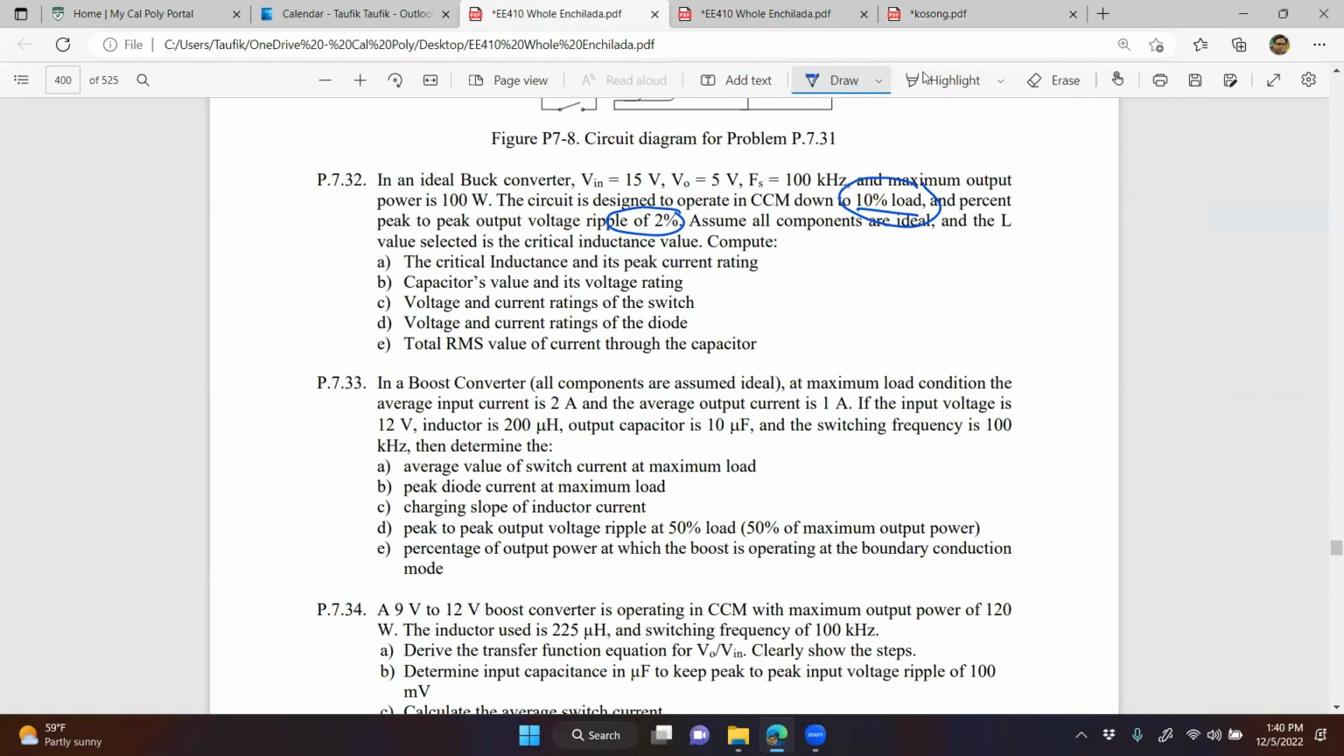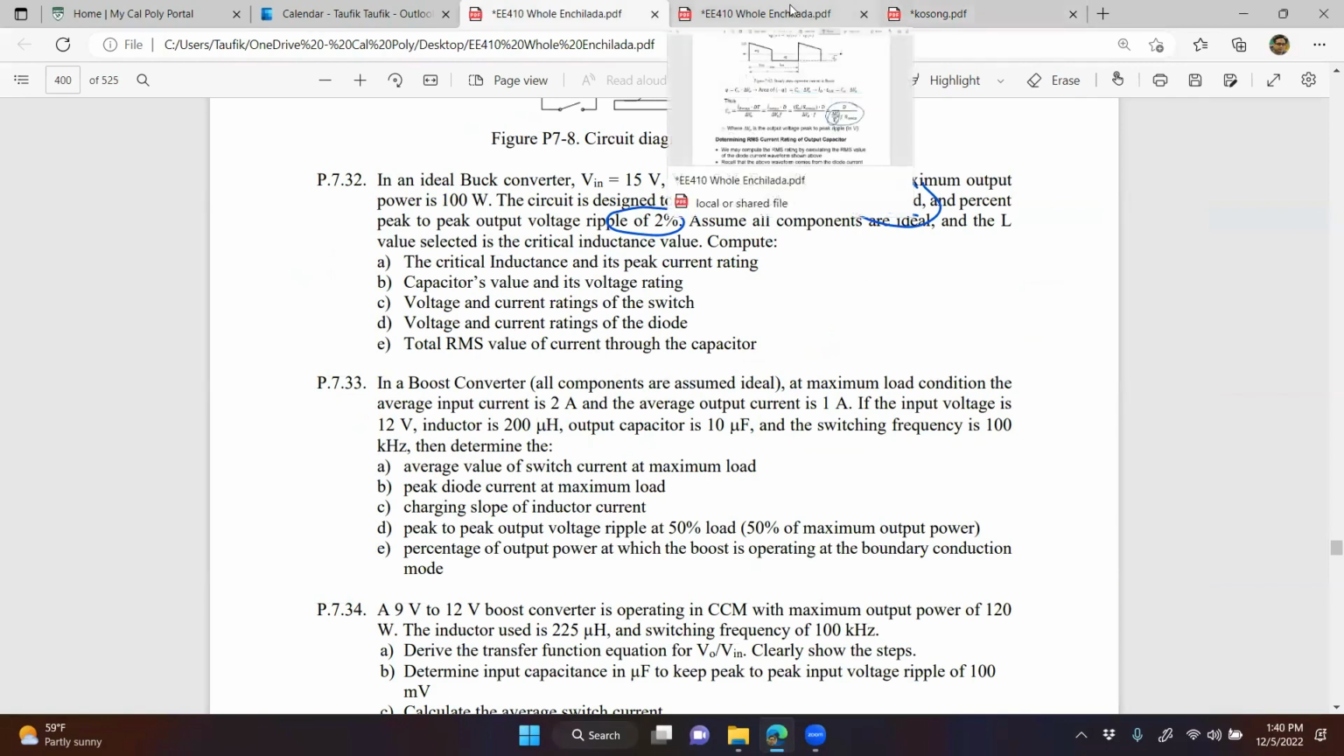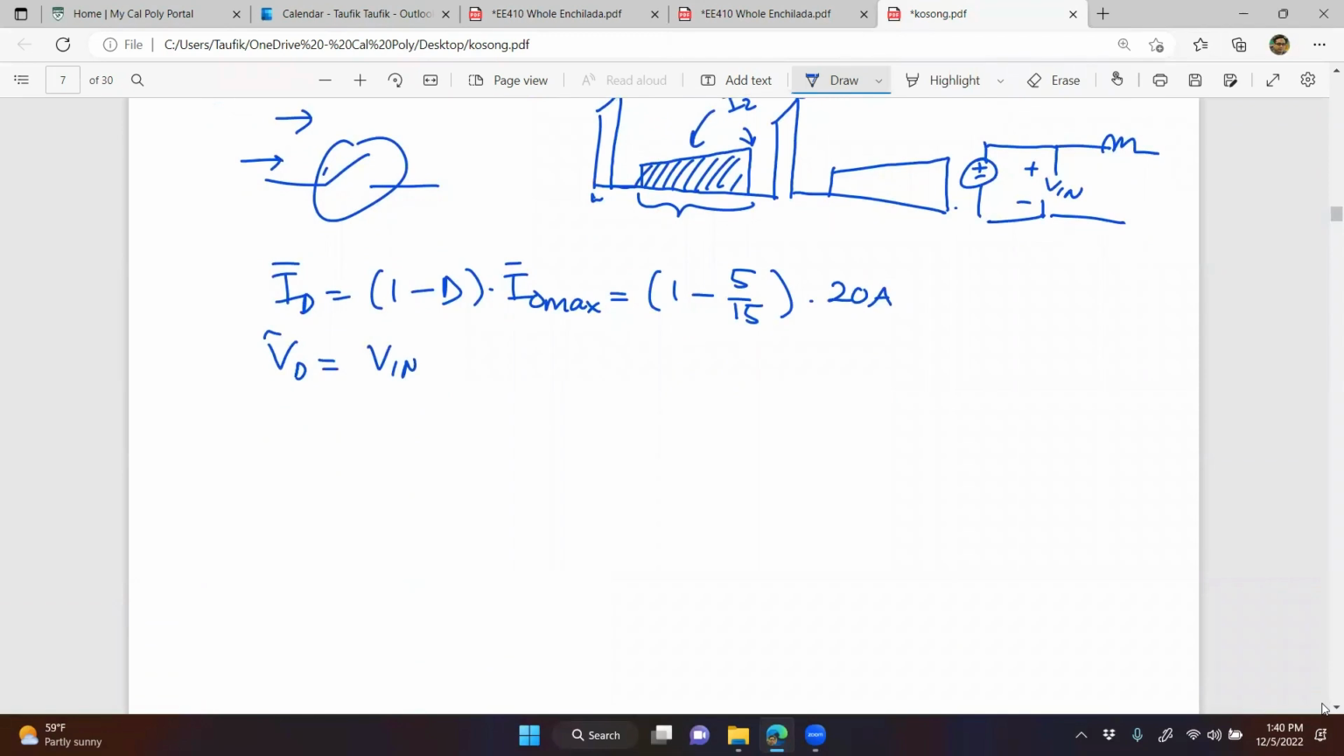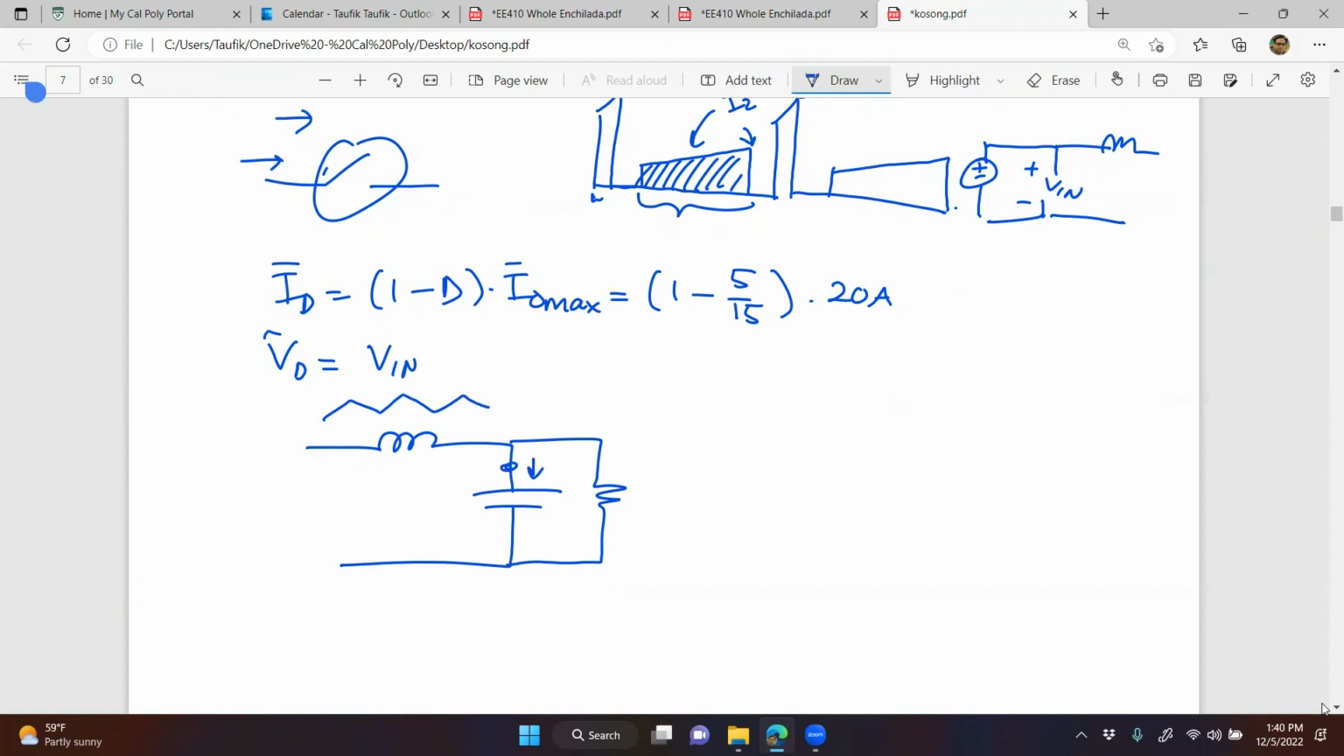That's one last one, right? Total RMS value of current through the capacitor. What is that equal to? For a buck, this is referring to the output capacitance, right? For a buck converter, the current through the inductor is a triangular waveform, and so the current through the capacitor will also have the same shape. It's going to be a triangular waveform like that.